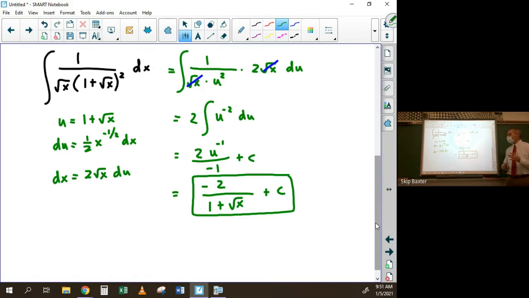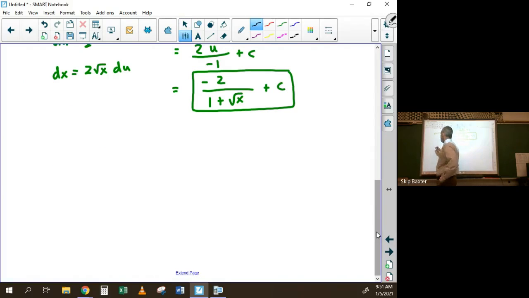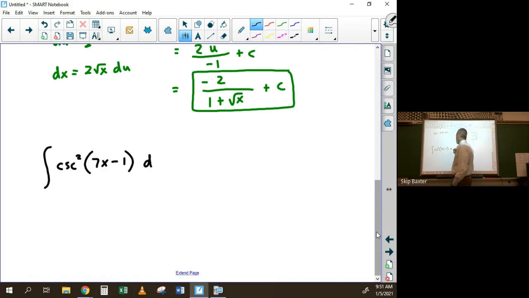Remember, there's also a shortcut for u substitution. If the u that you're going to pick has a derivative that's just a constant, you can save yourself a ton of time. For example, suppose it was something like the integral of cosecant squared of 7x minus 1. I know that u should be 7x minus 1, and I know that that'll work if I use u substitution. But I could save myself a lot of time by not using u substitution and just saying the integral of cosecant squared something would be negative cotangent of that stuff.